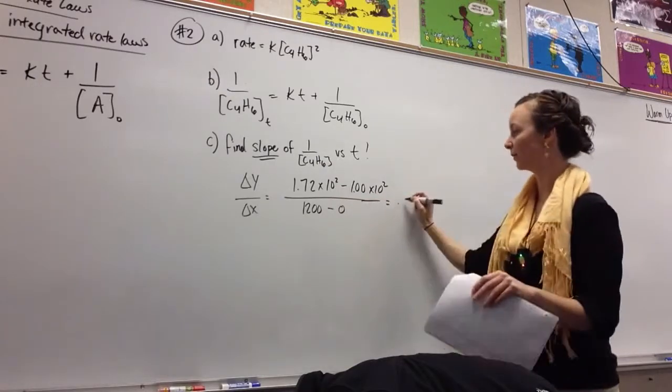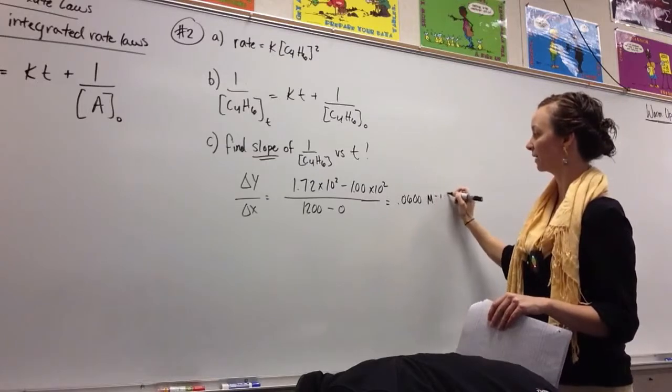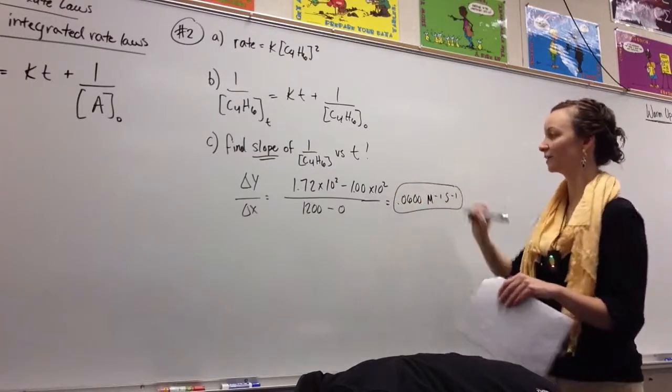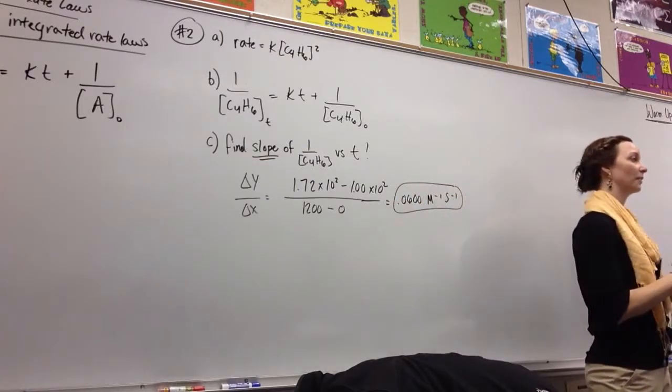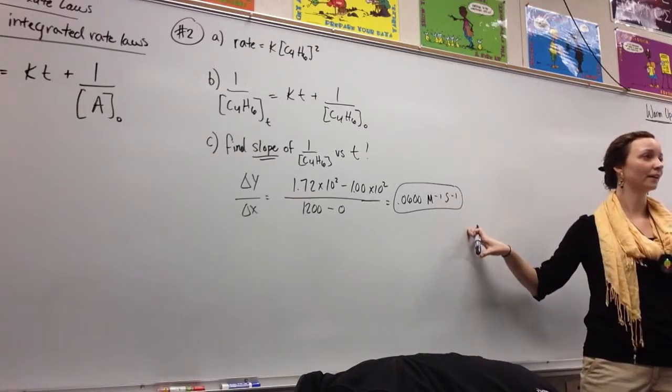And then my k, I get 0.0600, and this is M to the minus 1, s to the minus 1. Make sure you guys are paying attention to units. That's stuff that you easily lose points on. Raise your hand if you got that as the k value.